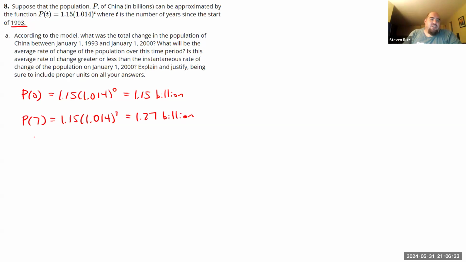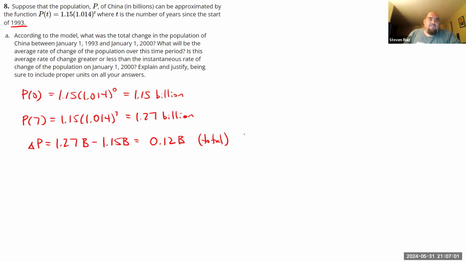Okay, so we need the total change. Our change in population is going to be 1.27 billion minus 1.15 billion. So that'll be 0.12 billion people. Okay, so that's the total change. Let's make a note here: this is the total change.